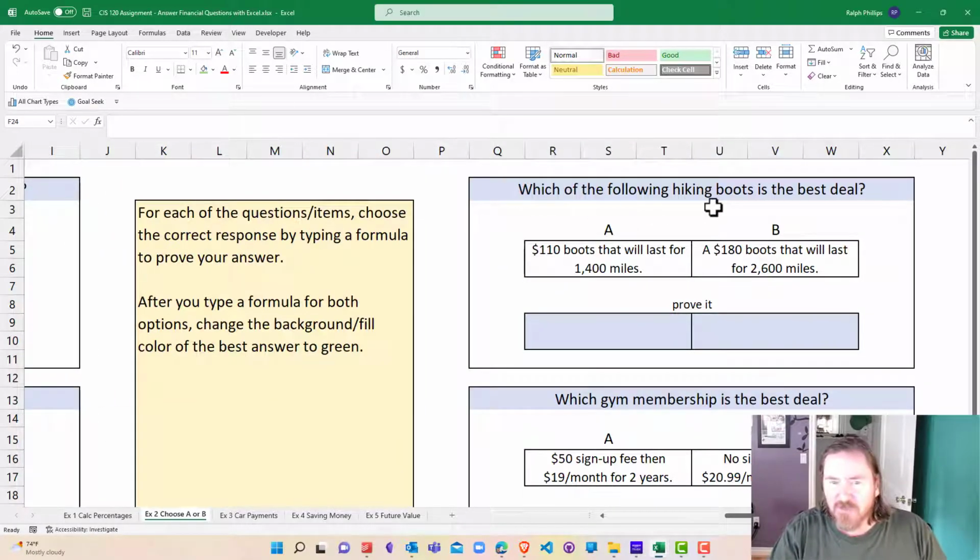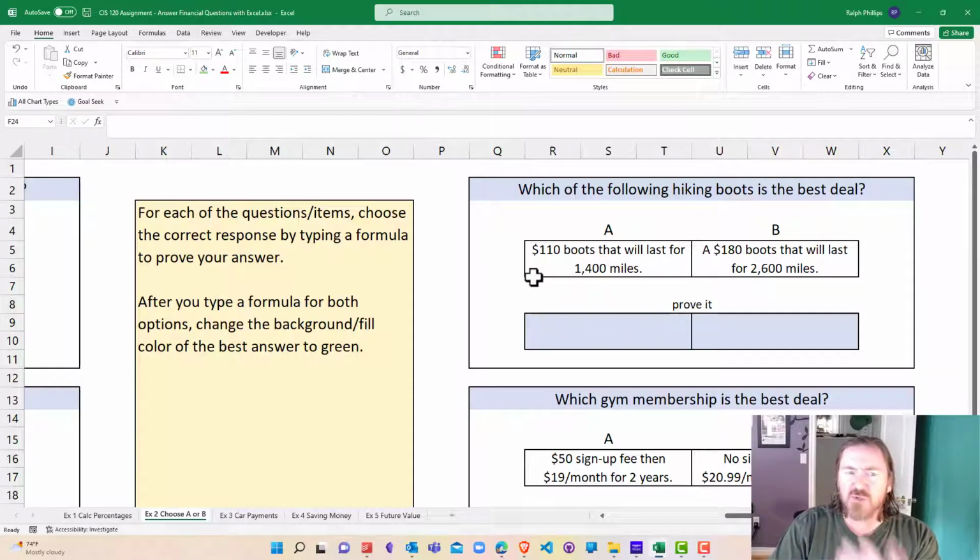Which of the following hiking boots is the best deal? I'm seeing a lot of PCT hikers lately. So if you're hiking a big trail, whether it's PCT or Appalachian Trail, you want to try to get some boots that are going to last you, or trail shoes, which are going to last you as many miles as possible for the price you pay. Once again, there's a couple ways we could look at this. We could look at it cost per mile, or we could look at the number of miles per dollar or something like that.